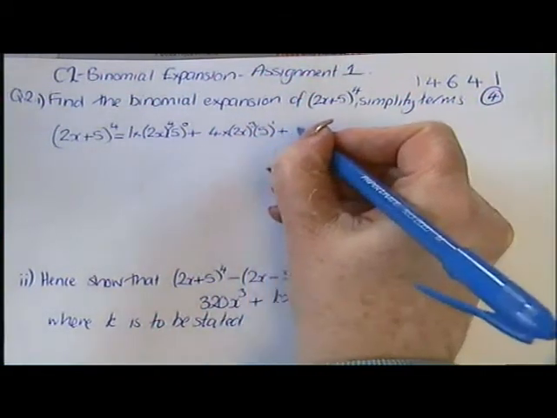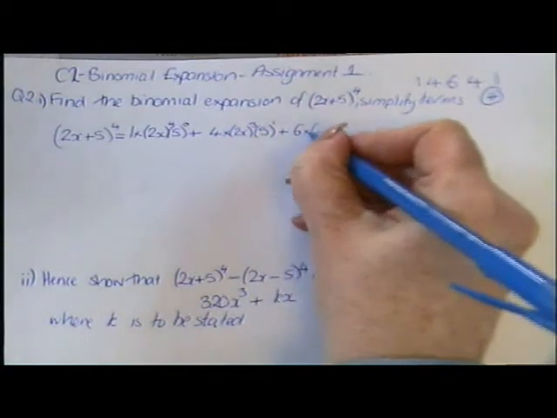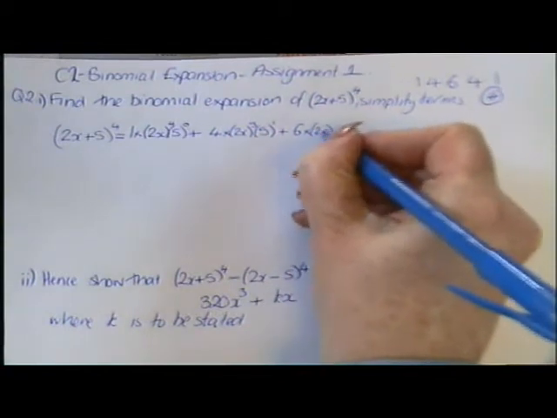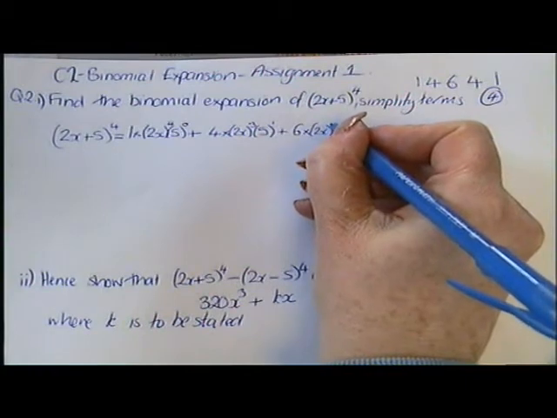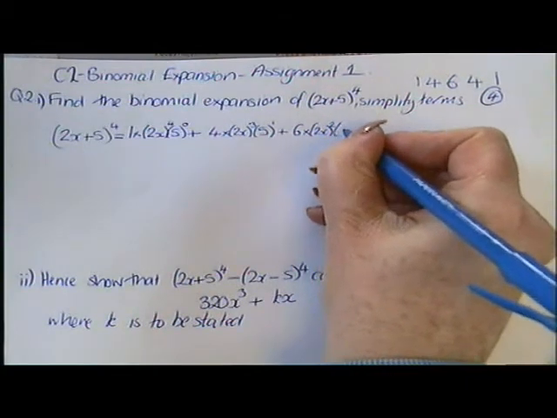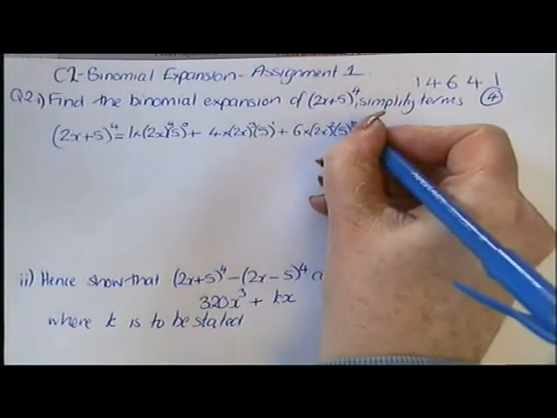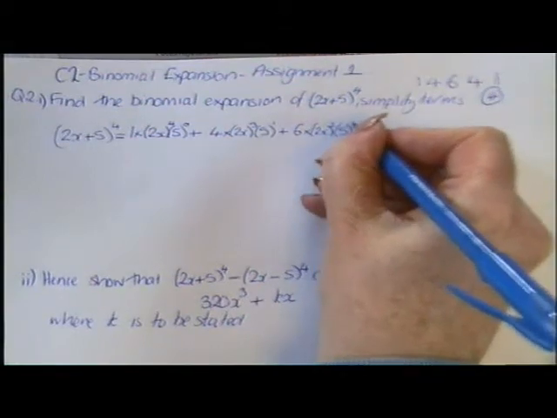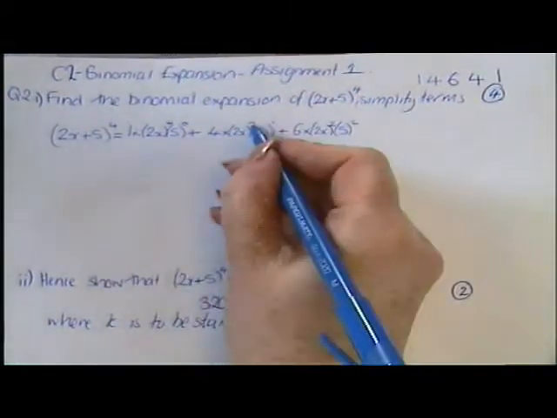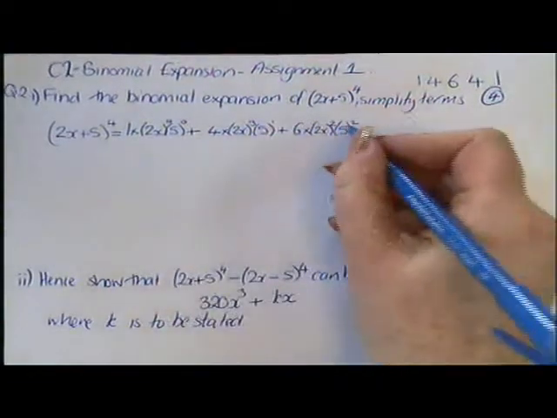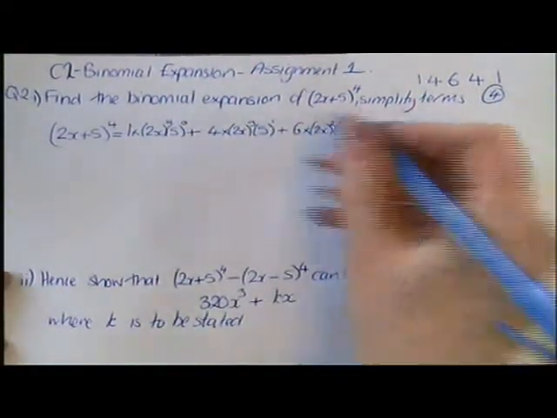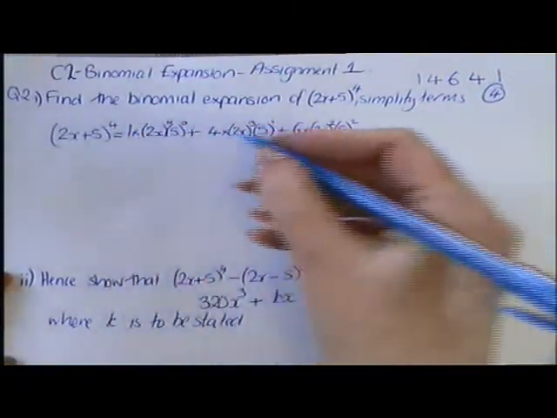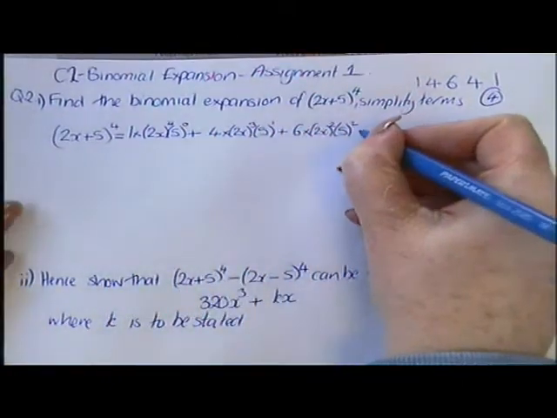Add our next term, 6 times our 2x, again taking the whole part of the bracket, and we're going down by 1 power, so it's now power of 2, and we have 5 squared. Again, power of 2 add 2 gives us a 4. 3 and 1 gives us a 4. So we need to double check that the powers in the expansion always add up to the power on the left hand side.